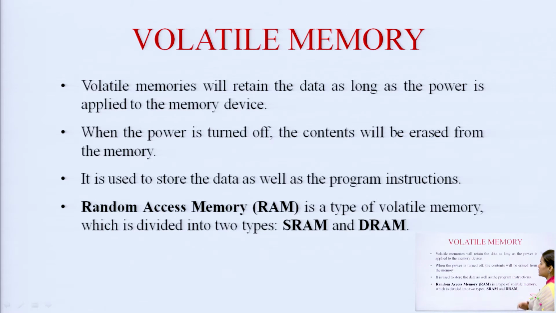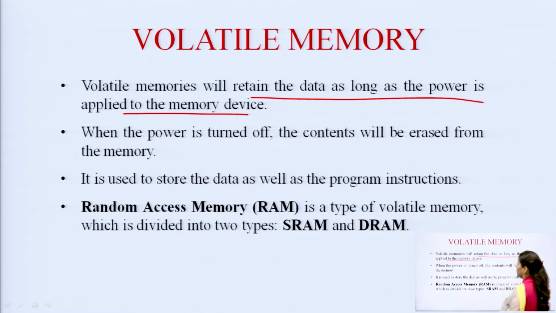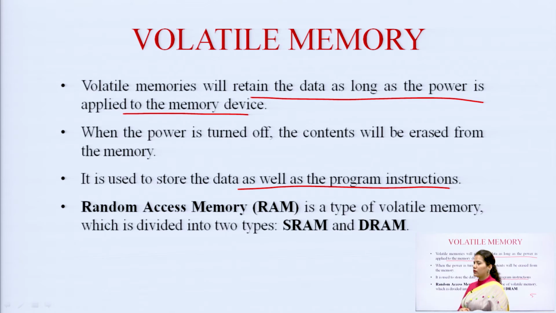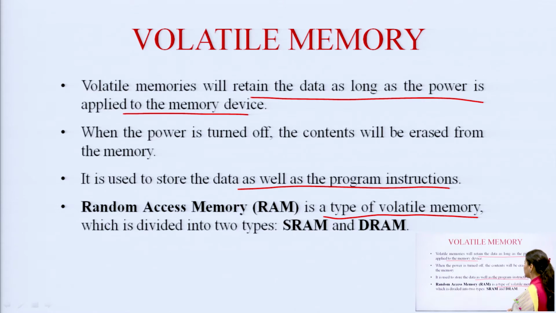As I have already discussed, volatile memories retain the data as long as the power is applied to the memory devices. When the power is turned off, the contents are erased from the memory. It is used to store the data as well as the program instructions. So, it is not always necessary that random access memory is used to store data only, it can be used to store programs as well. It is a type of volatile memory which is divided into two types, SRAM and DRAM, static RAM and dynamic RAM.